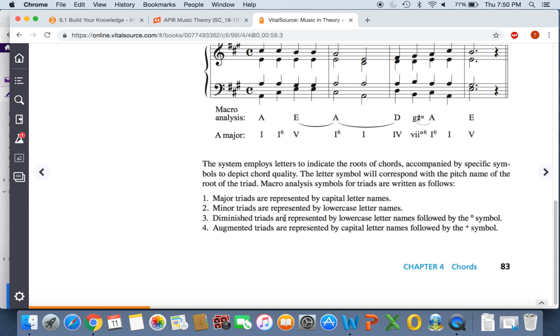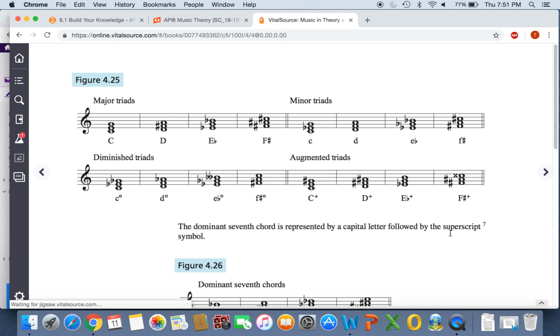The system employs letters to indicate the roots of the chords, accompanied by specific symbols. Notice up here, we don't care about inversions when we're writing macro analysis. We're just putting the name of the chord. So that's really what it does. Major triads, capital letters. Minor triads, lowercase. Diminished, lowercase with that raised circle symbol. Augmented is the capital letter with a plus. Are we good?